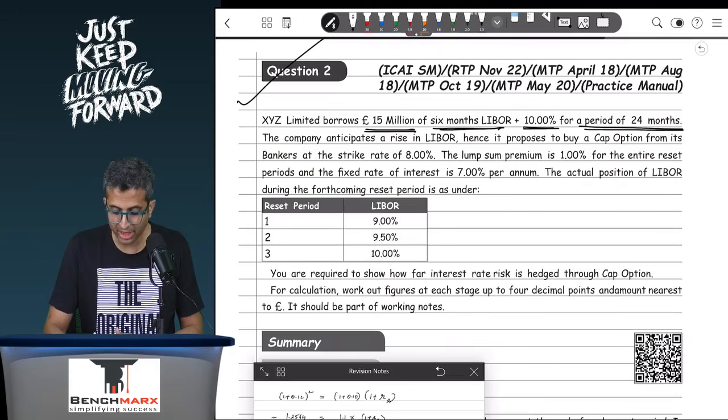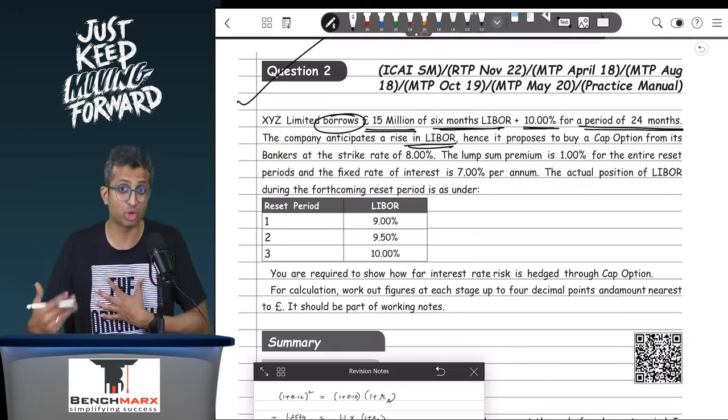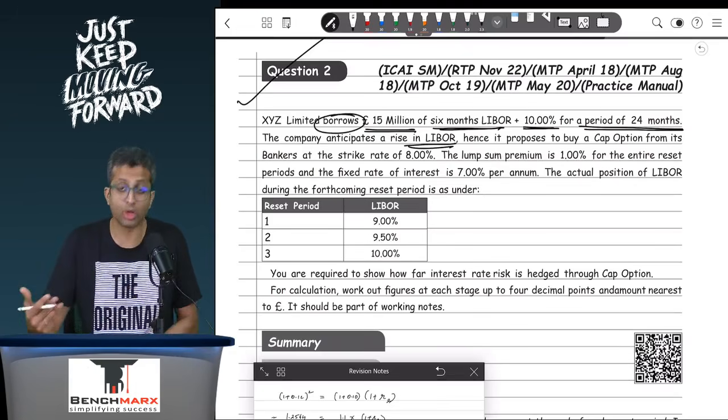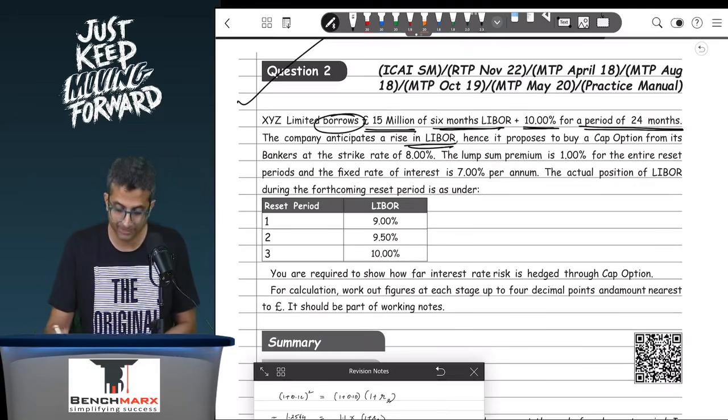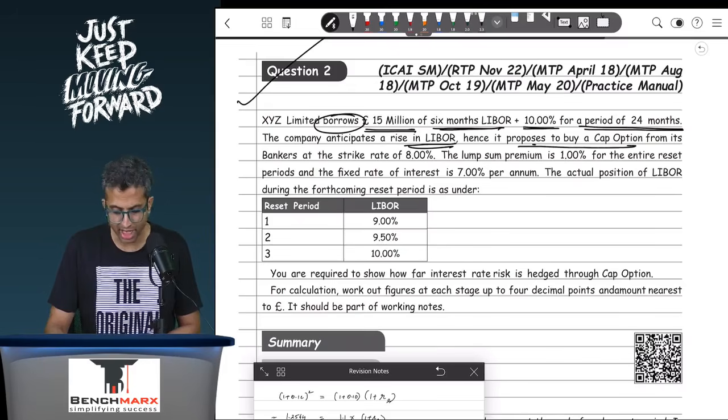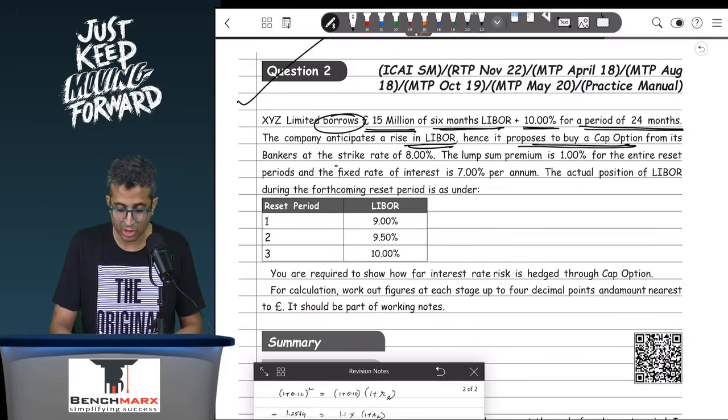The company anticipates a rise in the LIBOR. You are borrowing and you are anticipating the rise in LIBOR, so you are worried that LIBOR will increase. And if you are borrowing floating rate, that will make your borrowing costly. And hence it proposes to buy a cap option from its bankers at a strike rate of 8%.